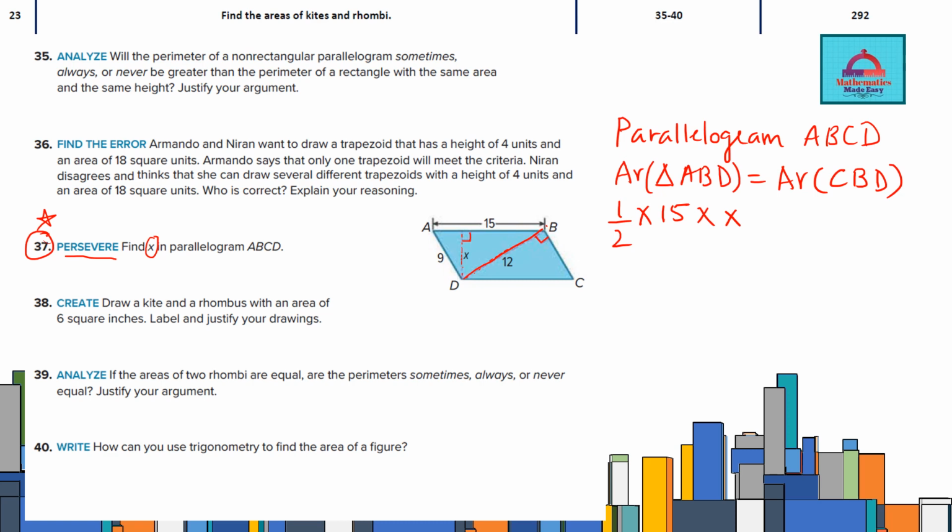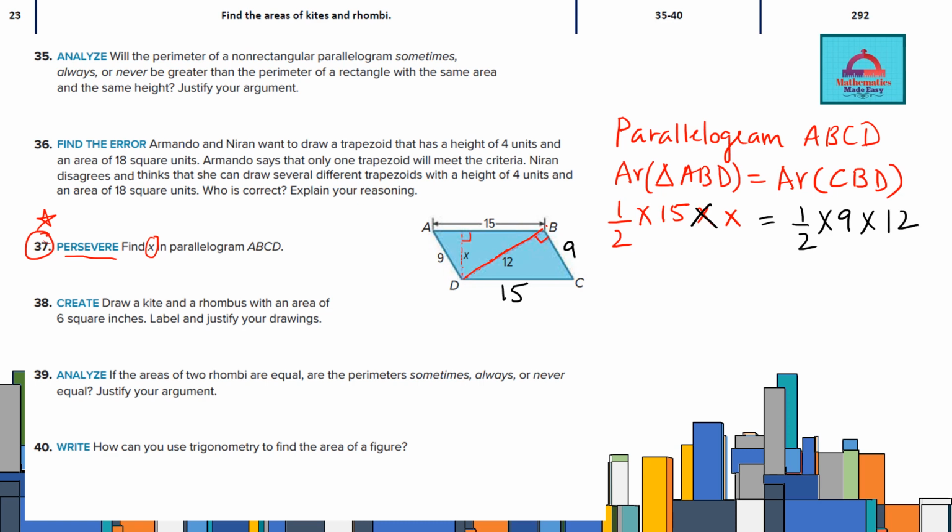Now I'm going to just change the color here so that you don't get confused. This is multiplication, 15 multiplied by x, and 1 by 2. The base of CBD is the base BC, which is going to be equal to 9, because opposite sides of a parallelogram are equal. So if this is 15, this is 15. If this is 9, this is 9. So here it is going to be 9 multiplied with the height. The height is the perpendicular 12.